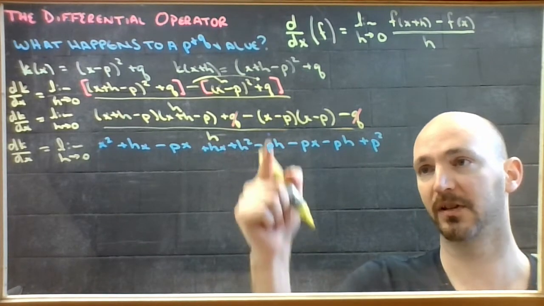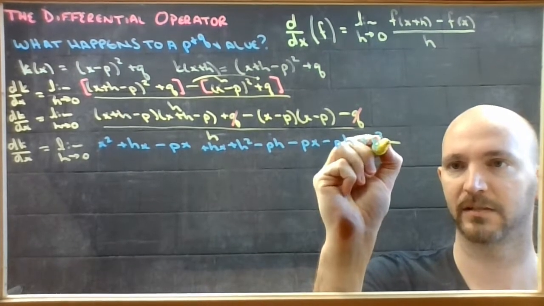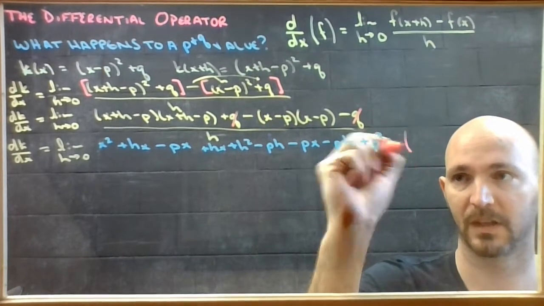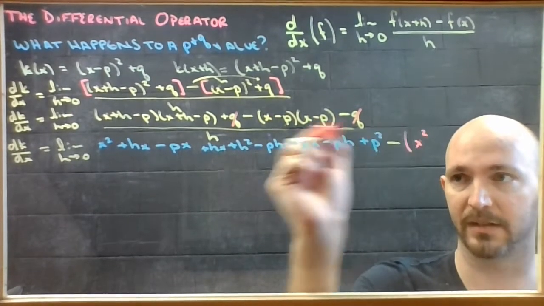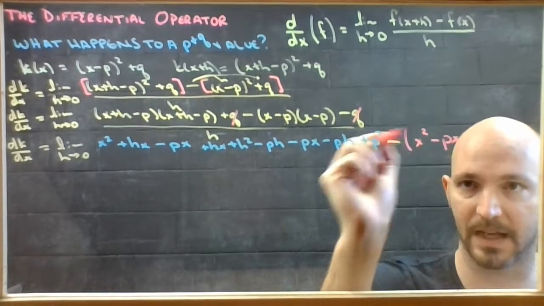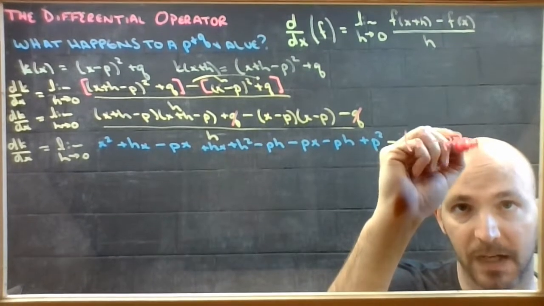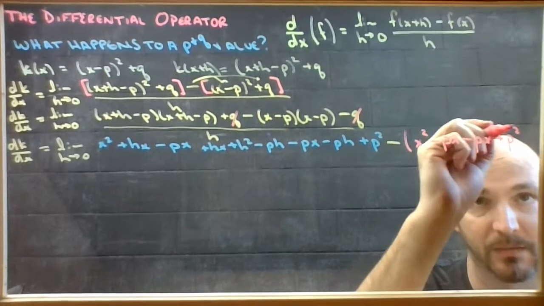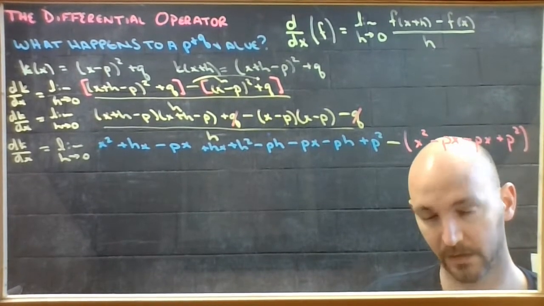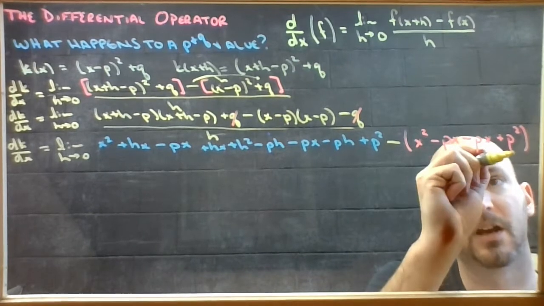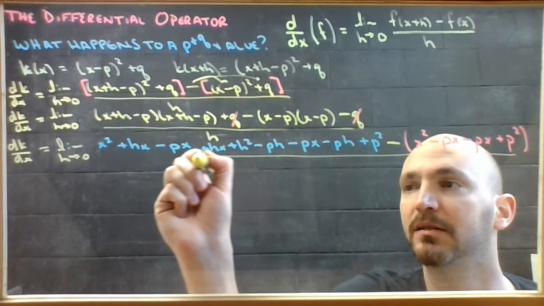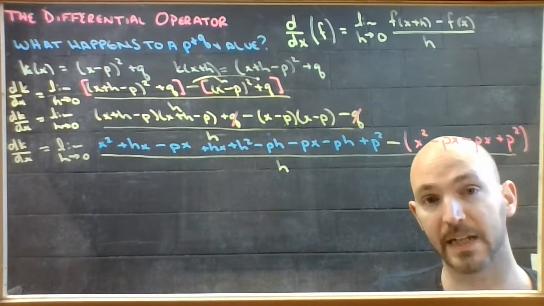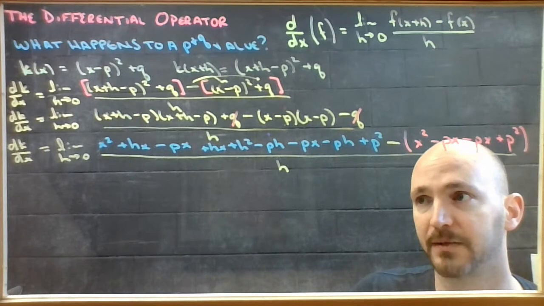Then I have subtract, and I have to do this expansion. X and an x is an x squared. X and a minus p is a minus px. Minus p and an x is a minus px. And minus p and a minus p is a plus p squared. Goodness. And all of that is divided by h. Now that is a lot of stuff.